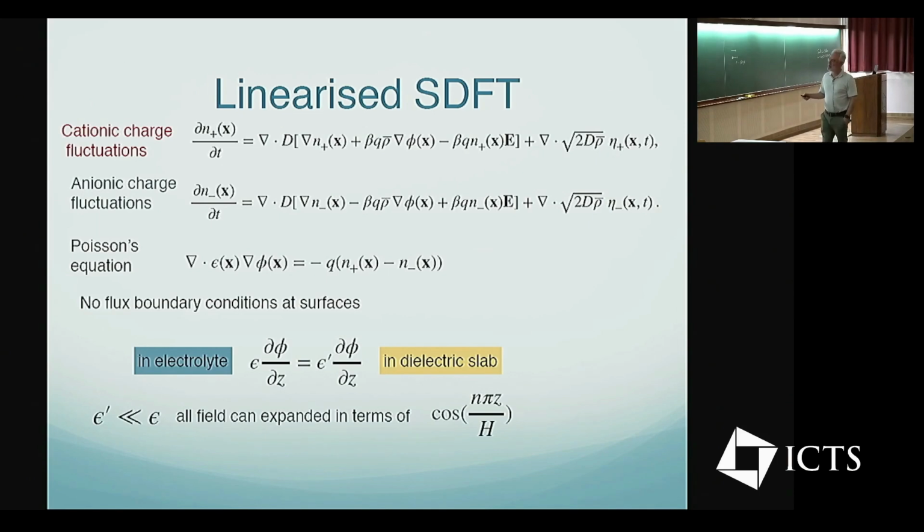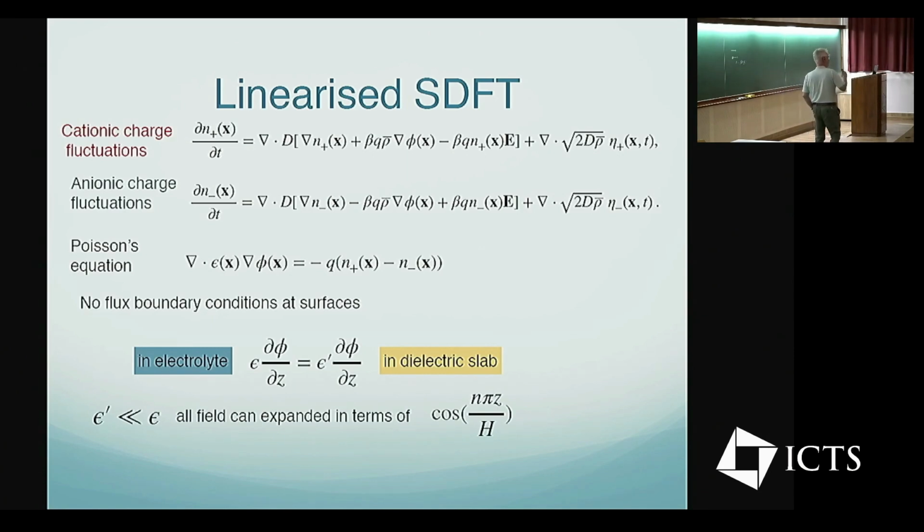So this system of three equations basically contains all the physics you need to solve, but you have to deal with these boundary conditions. In the electrolyte, you have epsilon d phi by dz at the surface equal to epsilon prime d phi by dz in the slab, right? And you can simplify the problem: if this epsilon here is much bigger than the epsilon prime here, you can basically impose Neumann boundary conditions.